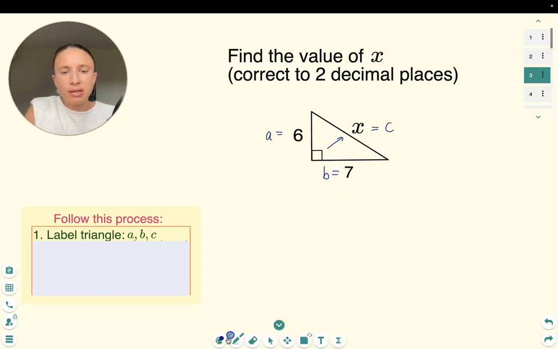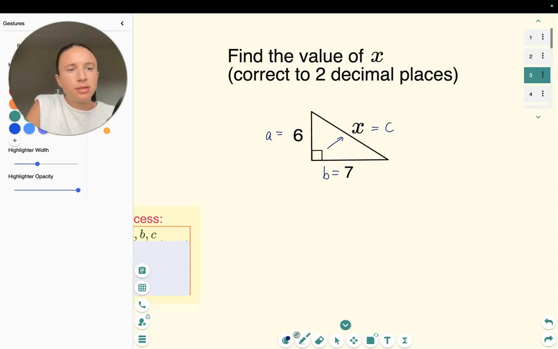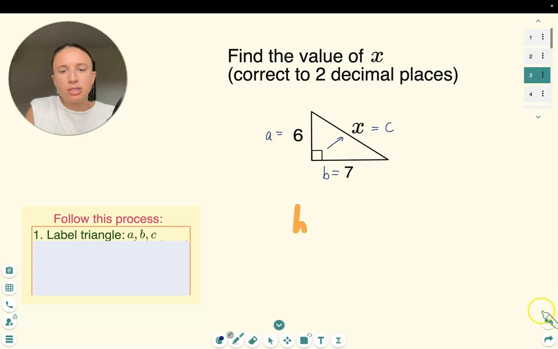Okay, maybe I'll make the pen a little bit thicker. Just a little bit. Hopefully that's not too much. Oh, that's too much.